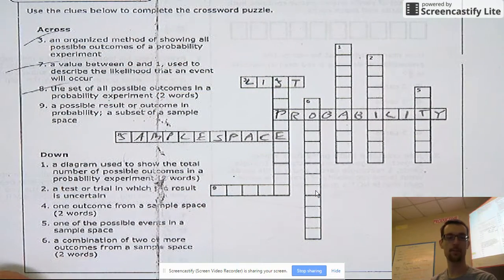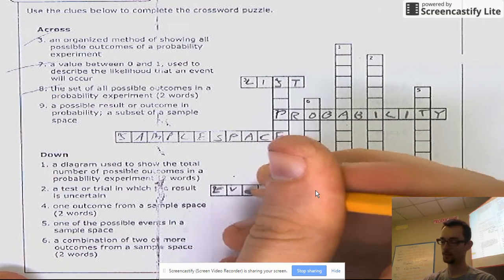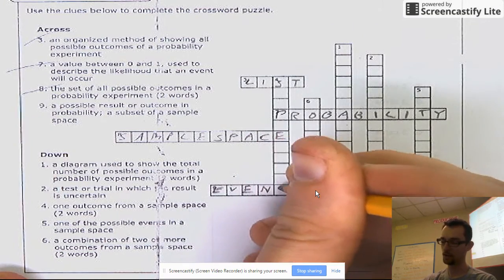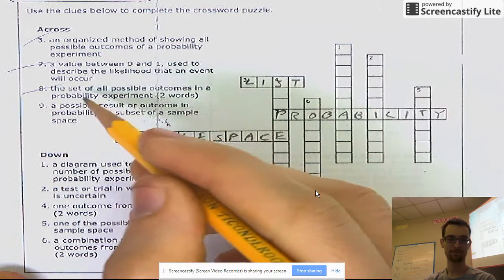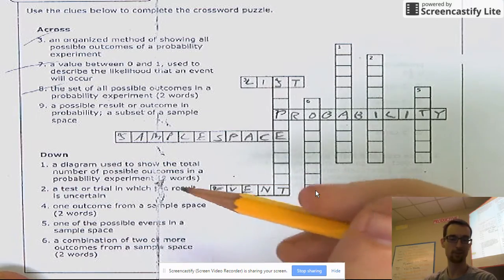Okay, number 9, a possible result or outcome in a probability, a subset of a sample space. I don't really like this definition because it's not exactly right. I will use it. My definition was something that happens, right? Something that happens in your life is called an event. It's not really the same thing as an outcome, but I don't know. That's the answer to the word.